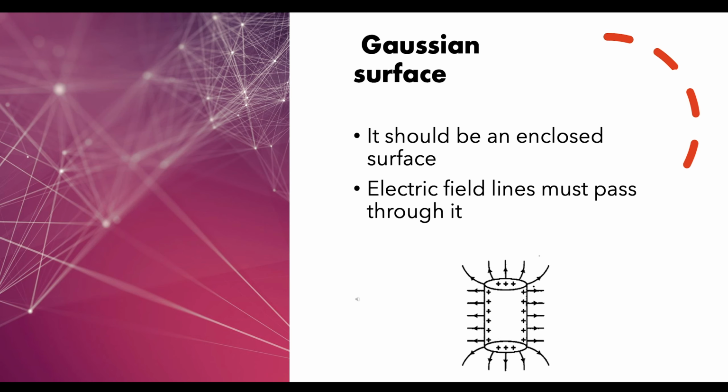A Gaussian surface has to fulfill two conditions: it should be an enclosed surface, and the point of electric field calculation must lie on the closed surface. The electric field line must pass through it, and the electric field strength at any point on the surface must be the same and equal.